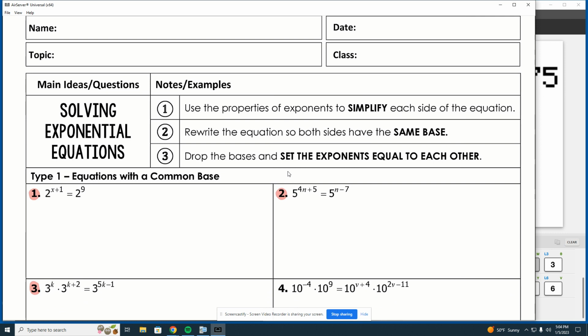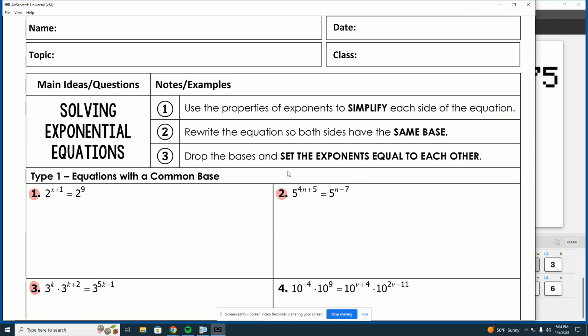base. Again, the first thing I want you to understand is these are called exponential equations. Why? Because there is a variable in the exponent spot, and we've got to solve for that variable. So when we have exponential equations that either have a common base or in a situation where we can create a common base, it's a pretty simple method. One, we're going to use the properties of exponents to simplify each side of the equation.